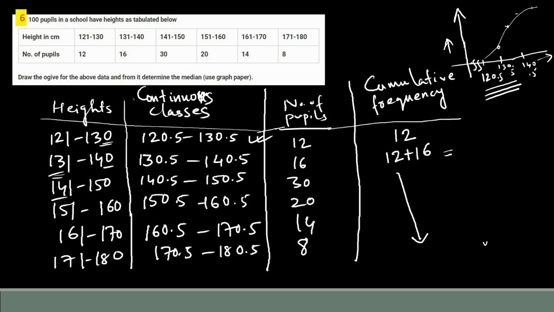I just wanted to show you that if you don't have a continuous class like this, then you have to make a continuous class. So I hope this is the end of the session, these 6 problems and the basic summary of what statistics is. This is what is there in your ICSE syllabus class 10.